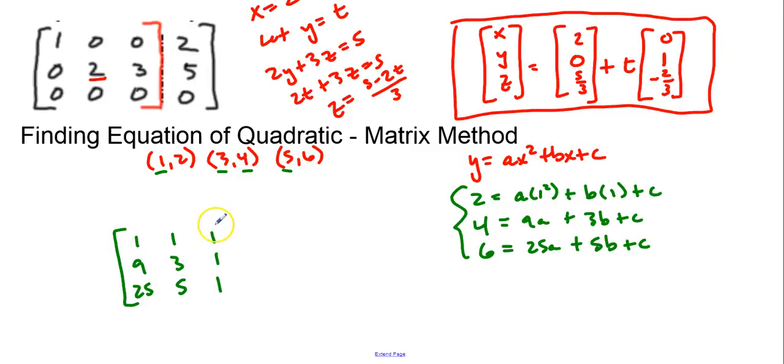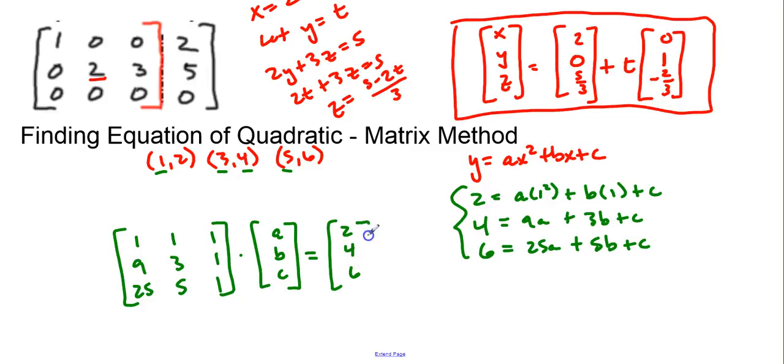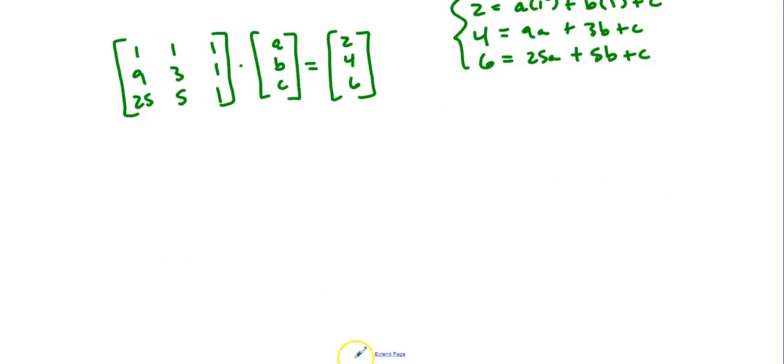Here's our matrix times ABC, and that's equal to our solution matrix here. So 2 and 4 and 6, or a constant matrix, I should say. So you can go through, and again, just to remind you guys, we want to solve for this. This is the guy that we want to isolate. So I want to find the inverse. If this is A, I want to multiply by the inverse.